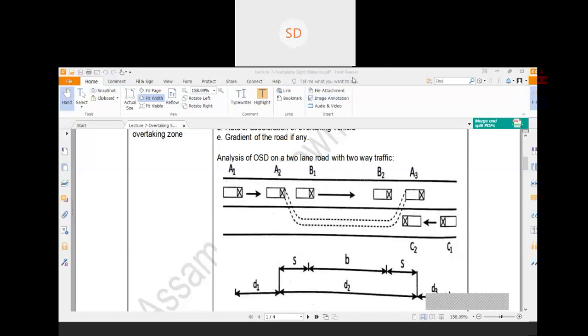Is it clear? The concept is clear? Please let me know whether the concept is clear or not. Okay, so once more.